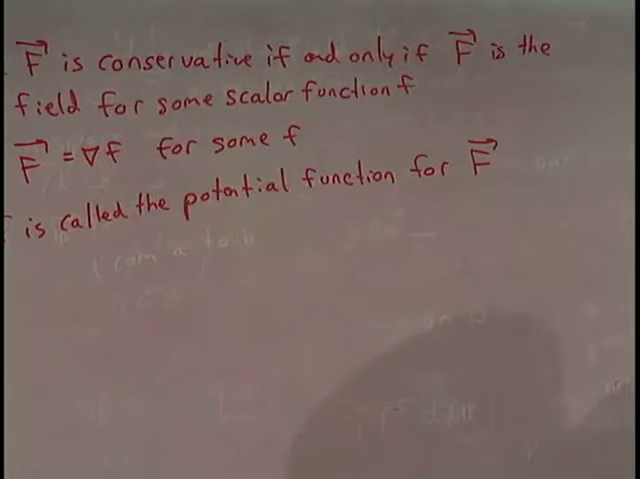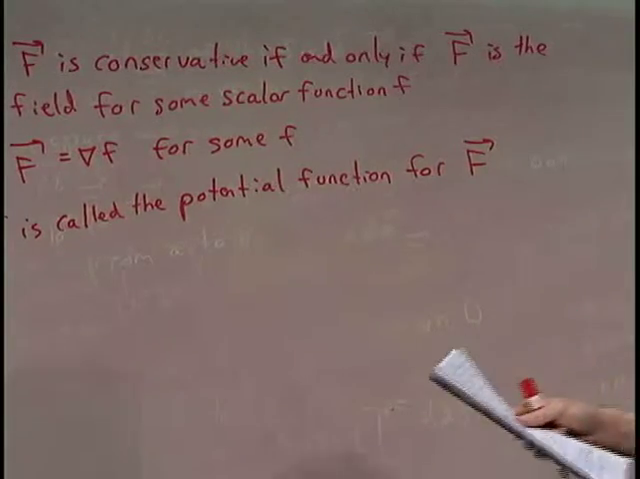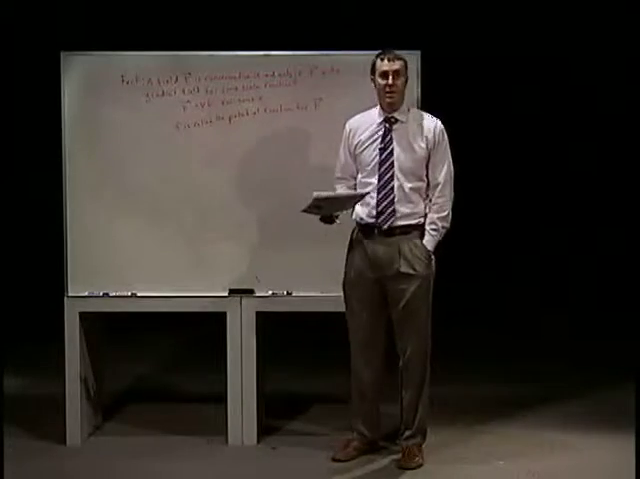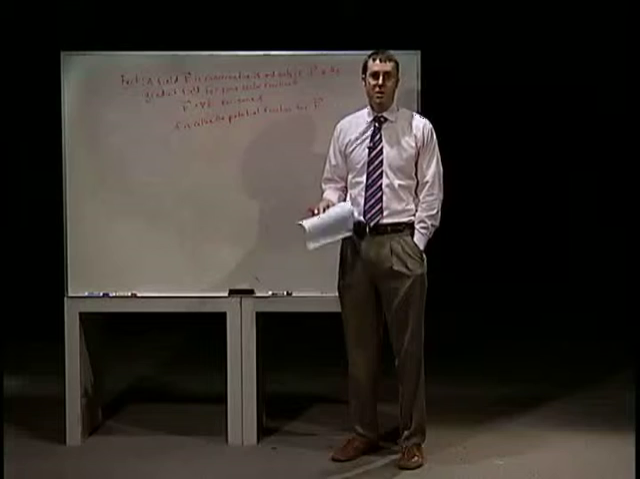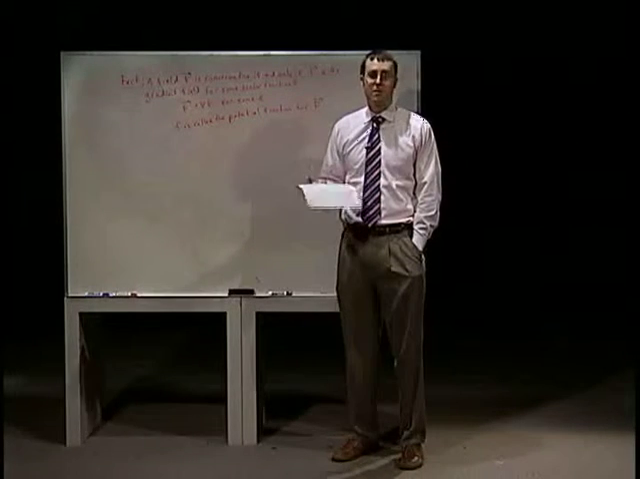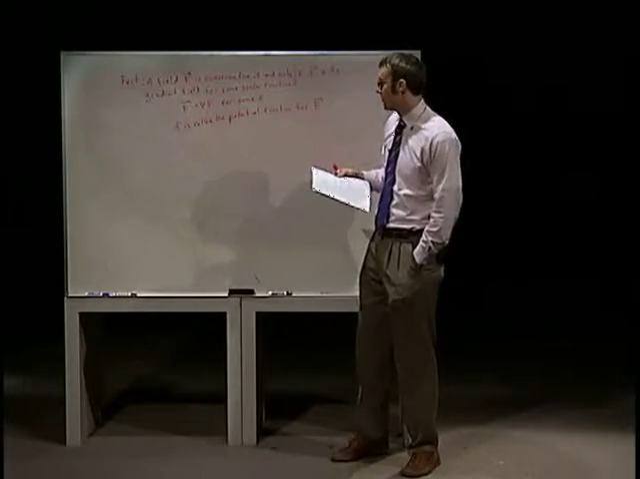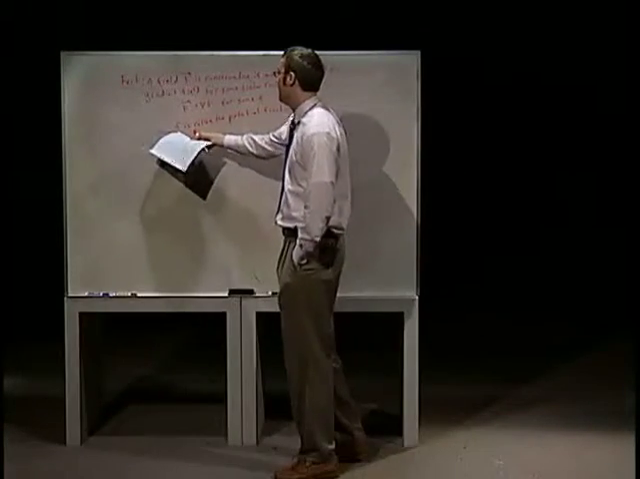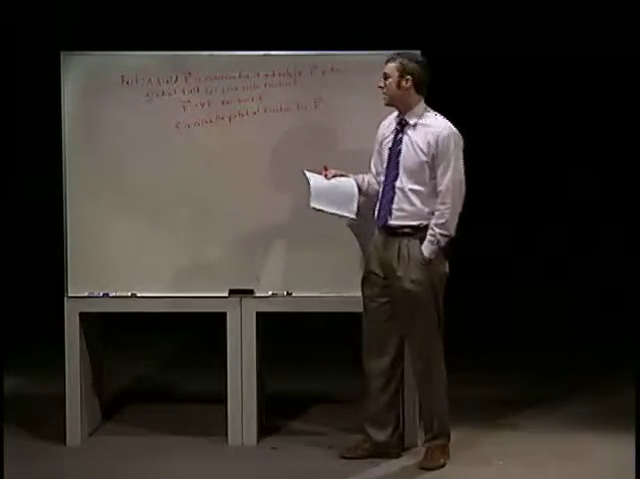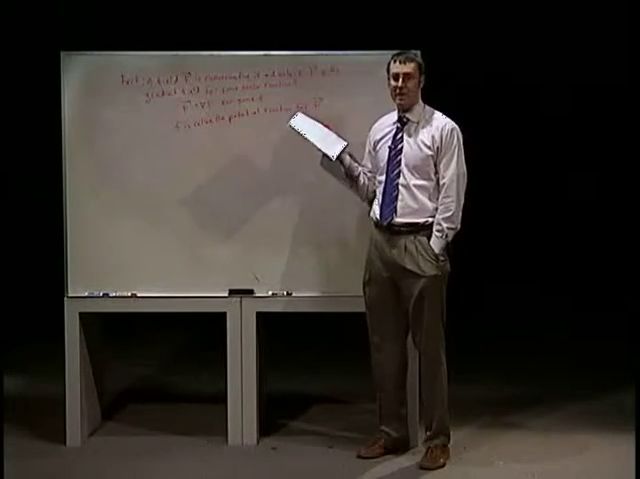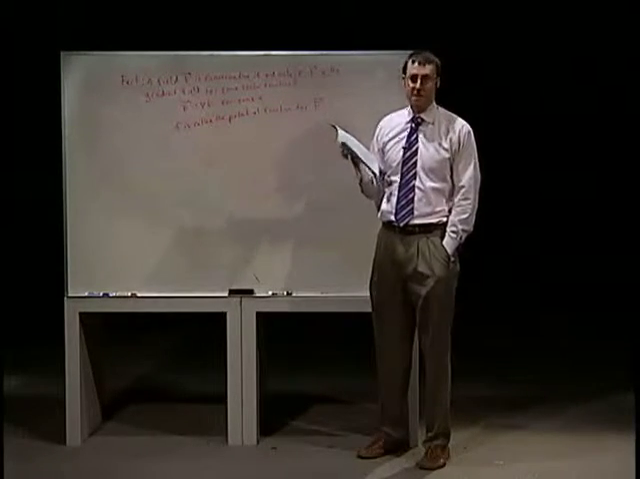Okay. So, for example, electric potential is going to be some scalar function, right? And its gradient field is an electric field. So little f is the potential function for electricity. The gradient field, capital F, is the electric field, okay?